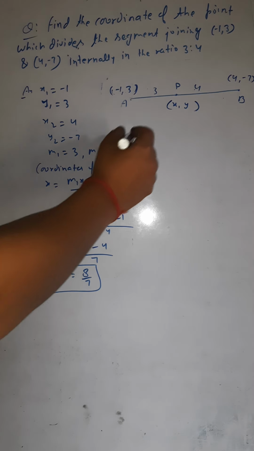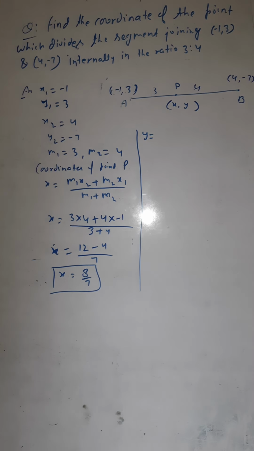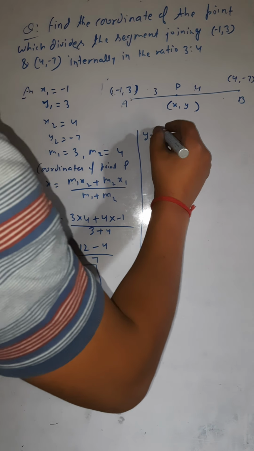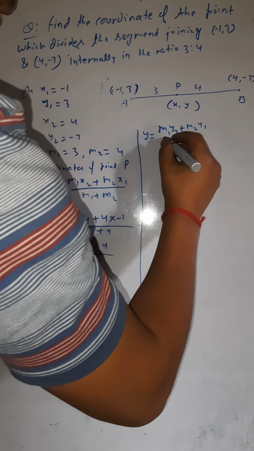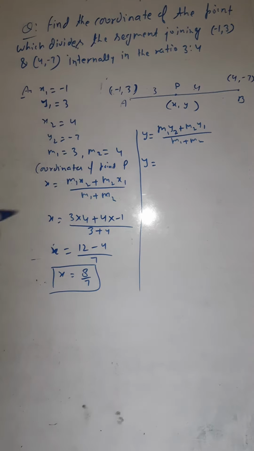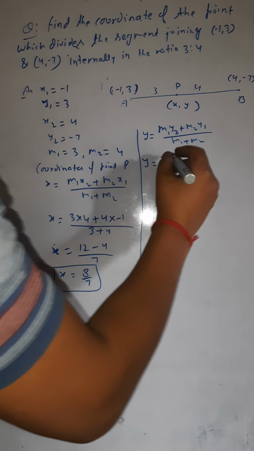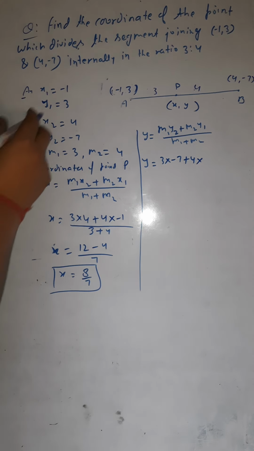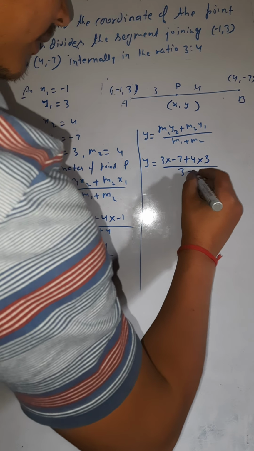Now we are going to find out the value of y using the section formula again. To find the value of y, the formula is m1 y2 plus m2 y1 divided by m1 plus m2. This you have to remember. m1 is 3 multiplied by y2 which is -7, plus m2 which is 4 multiplied by y1 which is 3, divided by m1 plus m2, 3 plus 4.